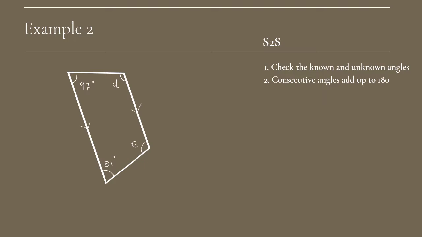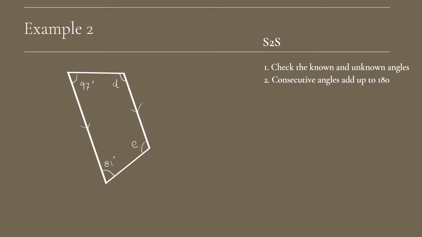Example 2, we have 4 angles in the trapezium. So we have 97 degrees up here, we have 81 degrees down here, we have angle E, and we have angle D. Now you need to find both of the angle D and angle E.